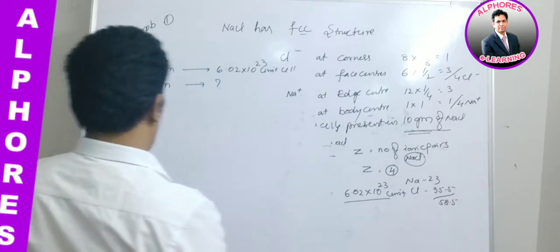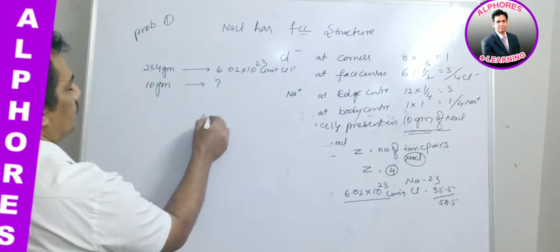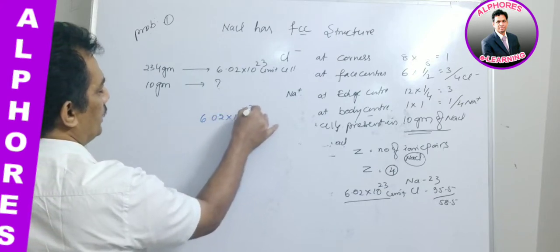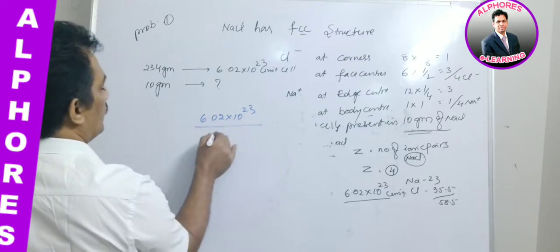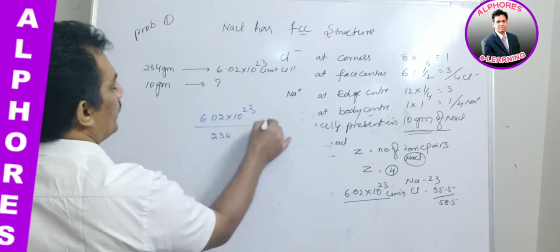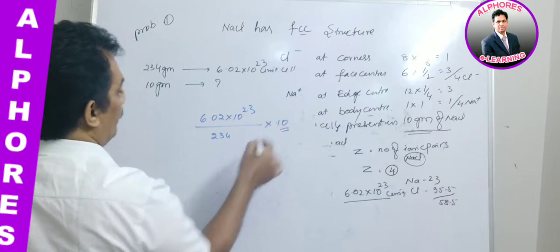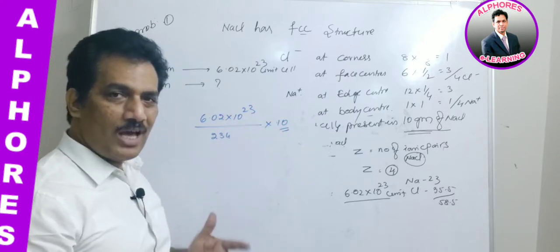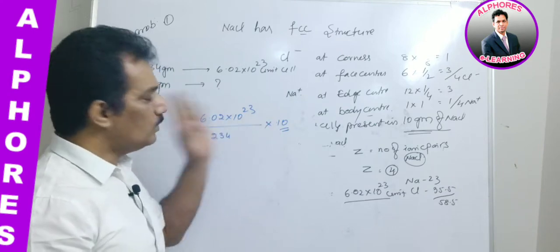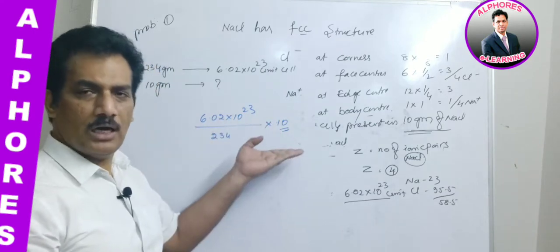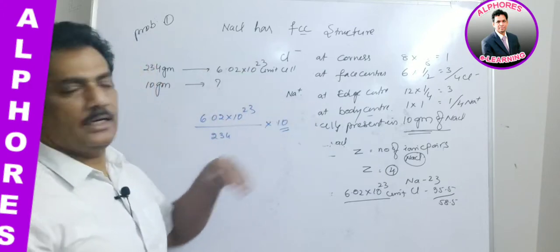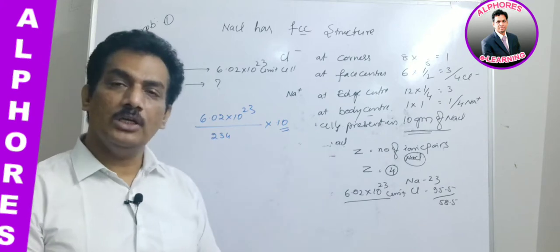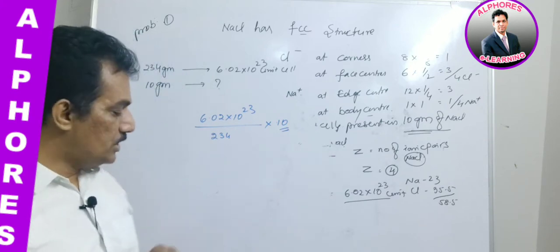It is the Avogadro number, 6.02 into 10 to the power of 23, divided by 234, into 10. When they are asking for 10 grams, we just use 10. In case they are asking for 1 gram, we have to take 100 grams, 100. Like that you can calculate the number of unit cells per given mass of the crystal. Clear? This is one model.